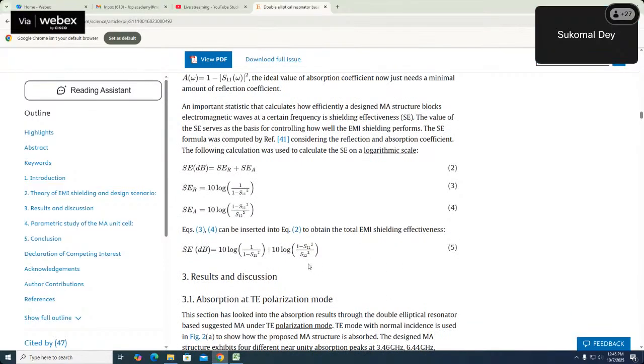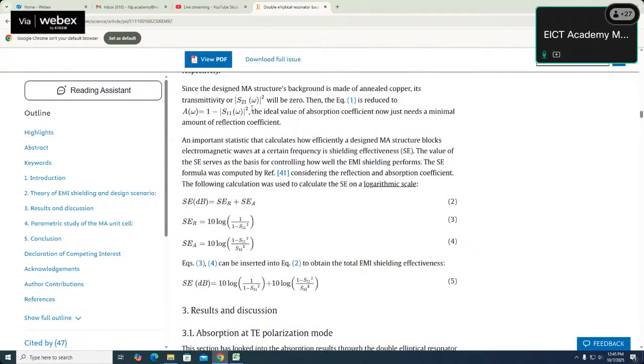Okay. But my doubt is the transmittive term he is showing S21, which generally we all know. But here in the SC formula there is S12, not S21. So how will this S12 come? That is my question, sir. How will we take this S12 if the ground plane is a complete metallic ground plane?